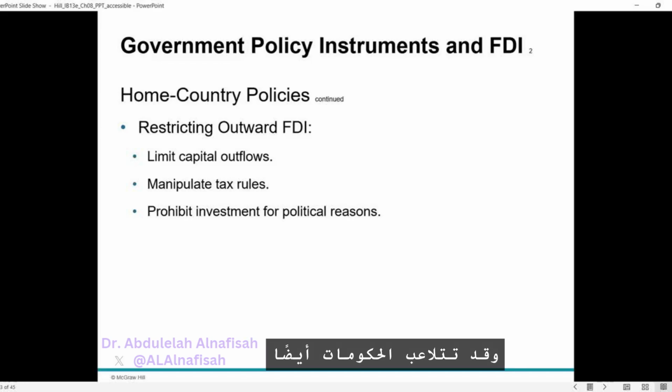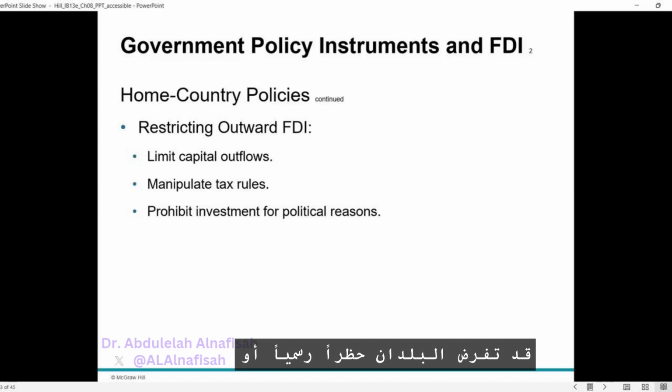Governments may also manipulate tax regulations to incentivize domestic investment over foreign ventures, aiming to boost domestic job creation. For example, Britain once taxed British companies' foreign earnings at a higher rate than their domestic earnings to encourage domestic investment.